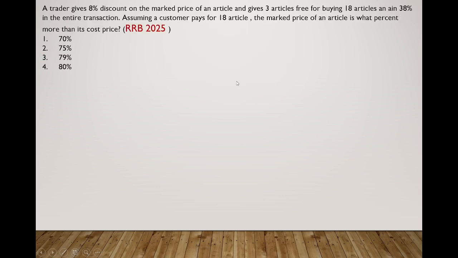The next question is: a trader gives 8% discount on the marked price. Discount is always given on the marked price. So the discount is 8%. 8% means 8 by 100, so 2 by 25. This is discount, so this is negative. This is our MRP, but the trader gives discount on the marked price of an article. Trader gives discount means this is discount.